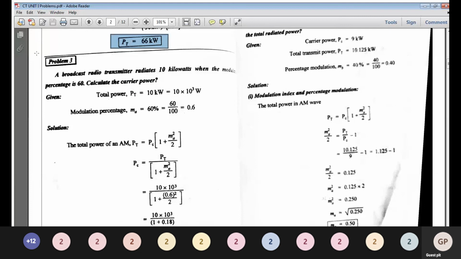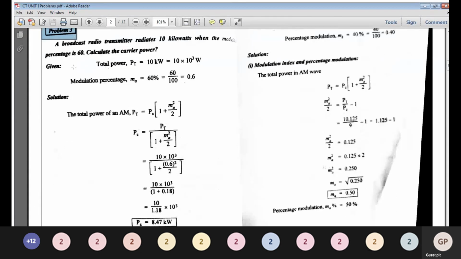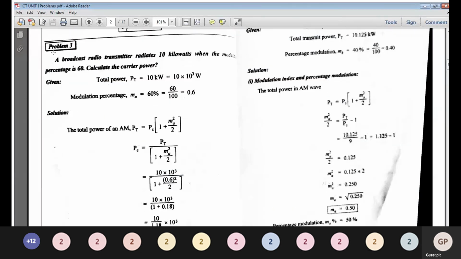Next, third problem. All of you see the third problem. A broadcast radio transmitter radiates 10 kilowatts. So the broadcast transmitter radiates this kilowatts power. The transmitter will transmit the modulated signal.